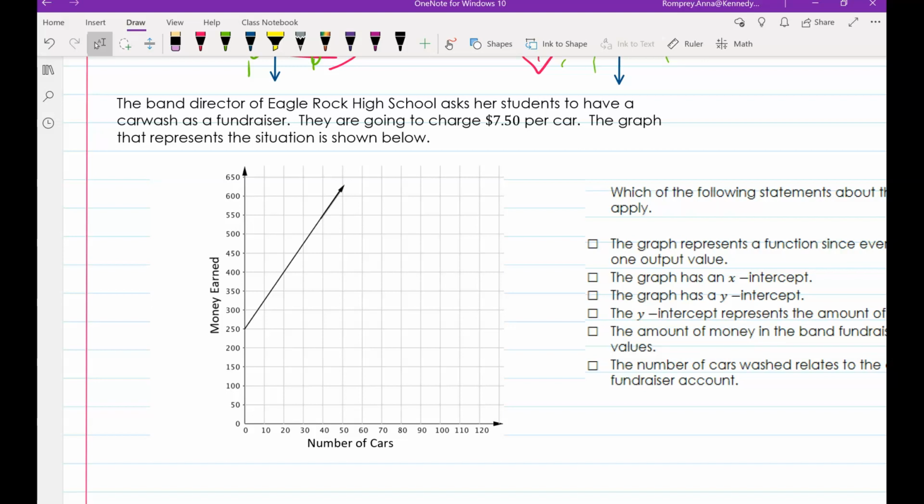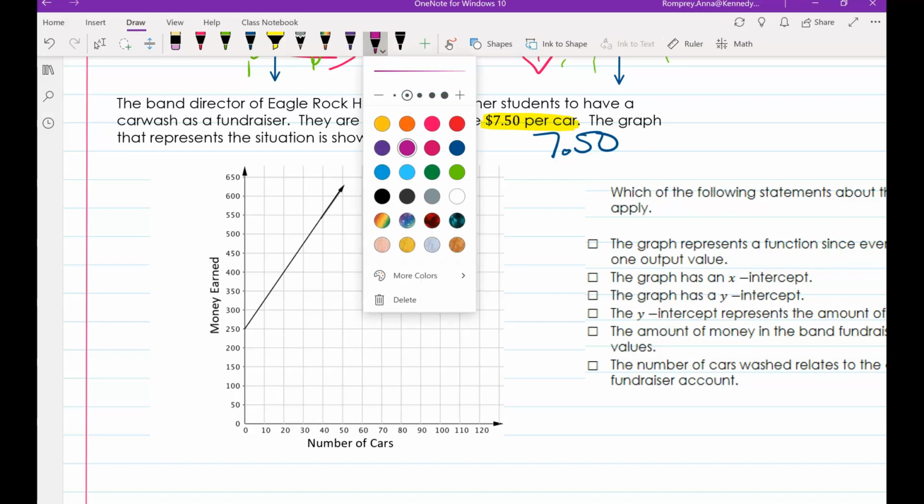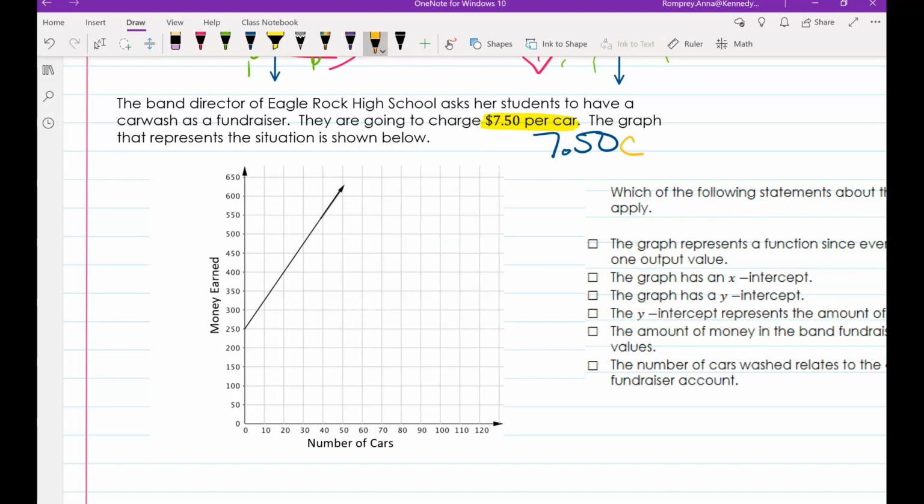Okay, so just for a little extra practice, since we're with functions, let's go ahead and write a function rule for this. So my independent and dependent variable. So what are we doing? We're charging $7.50 per car. I love when I see per or each. It makes it so easy to set it up. So $7.50 per car, so times C. $7.50 C. Okay, so that is my independent variable.